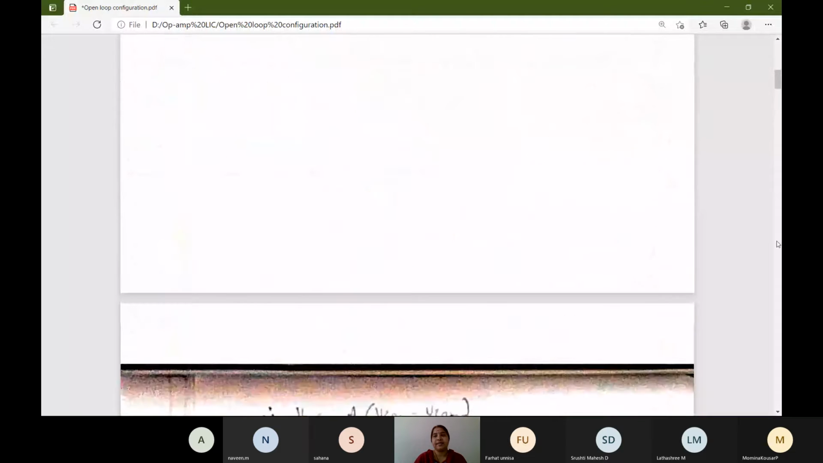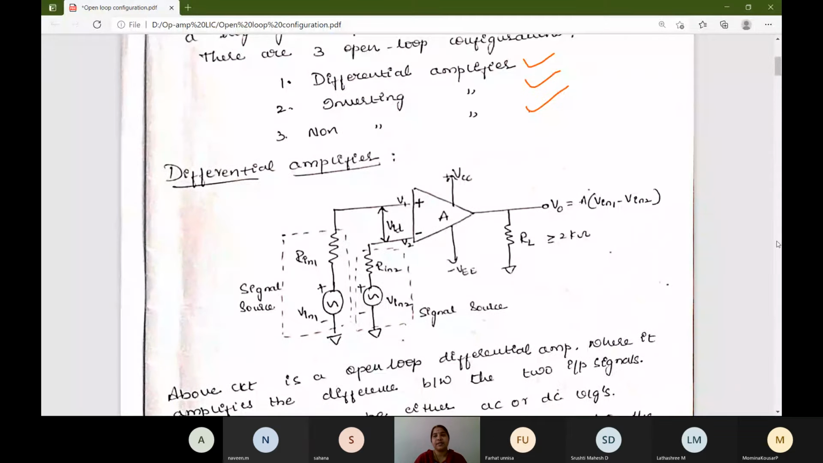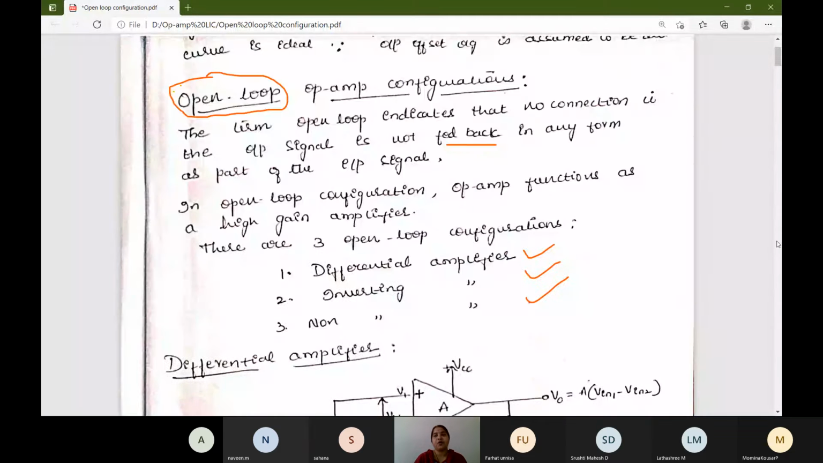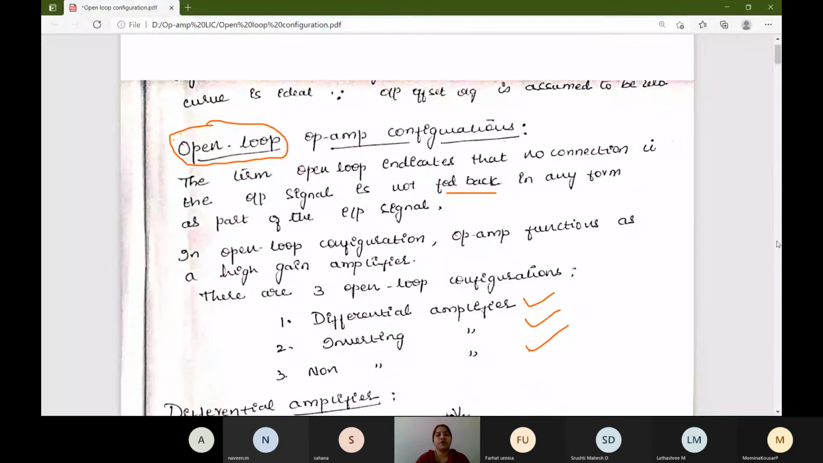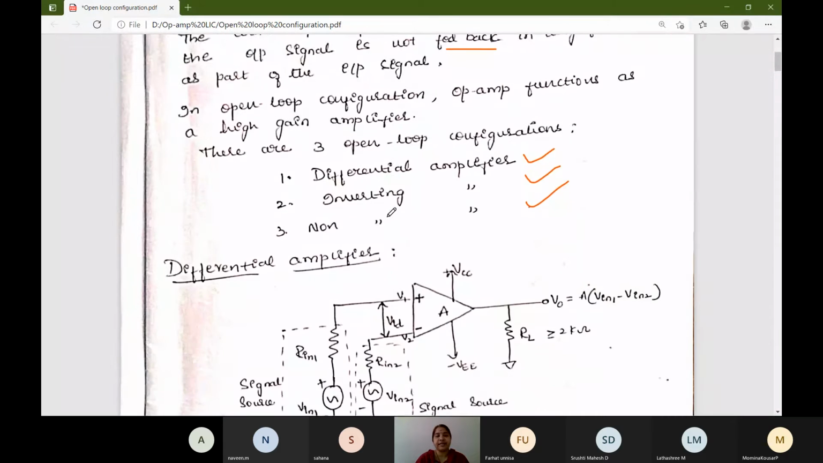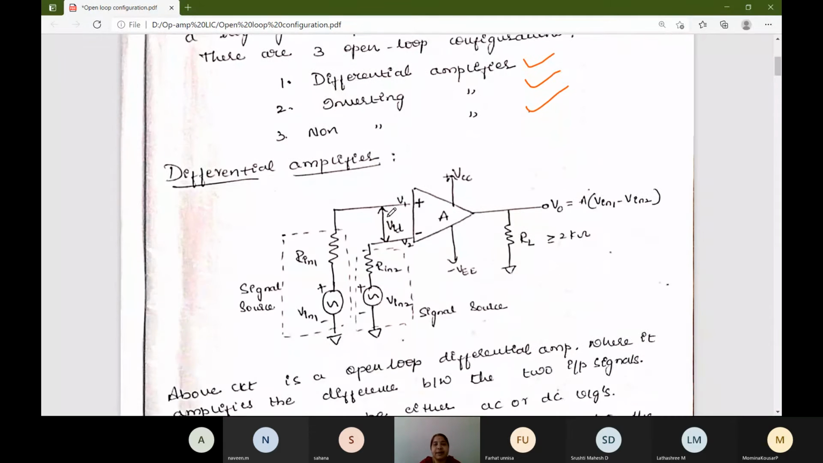Next we'll go with the open loop configuration. As the name indicates, it is an open loop. That means there is no feedback from output to input. The output is not fed back to the input in any form, so it is called open loop configuration. In open loop configurations, there are three types. One is the differential amplifier, the second is the inverting amplifier, and the third is the non-inverting amplifier.